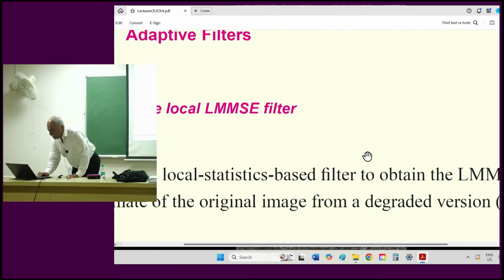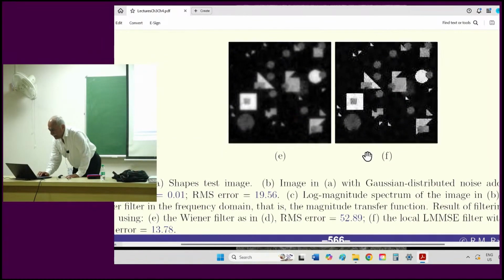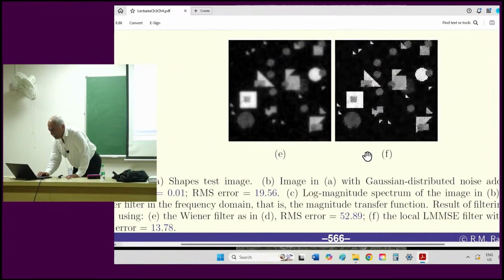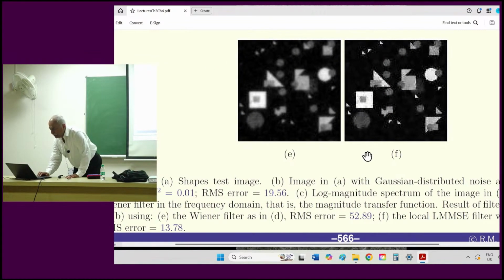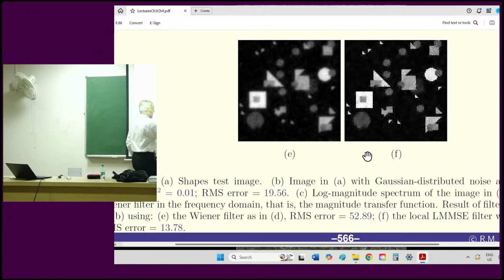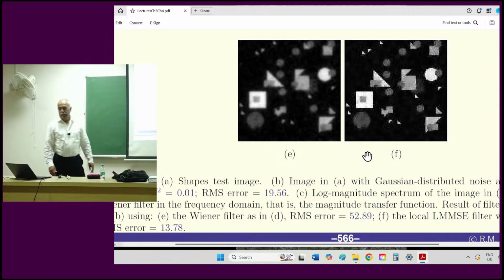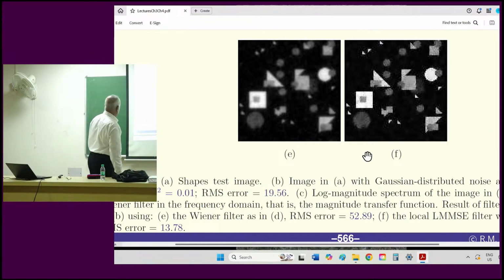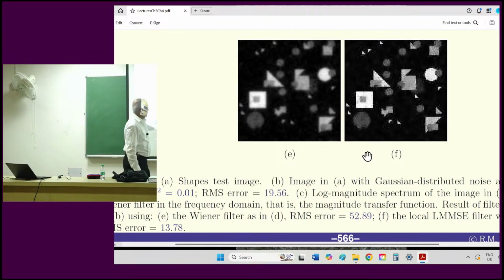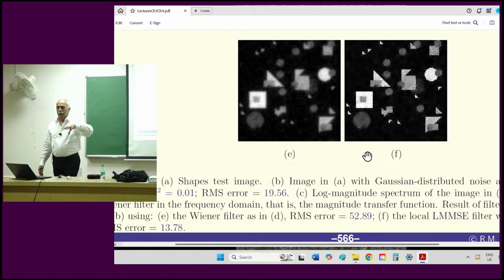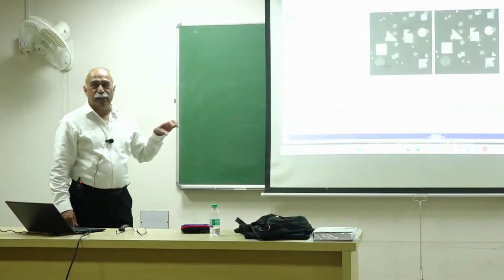Let's look at the RMS value. What does it say? Wiener is 52 and local is 13. So this certainly has lower mean squared error. This is the Wiener filter, that's 52. And this is 13. So the error is reduced compared to the noisy one. How much is the noisy one? 19. So the Wiener filter, because of blurring, has actually increased it. But I would say that's because of an inappropriate model I have put in.